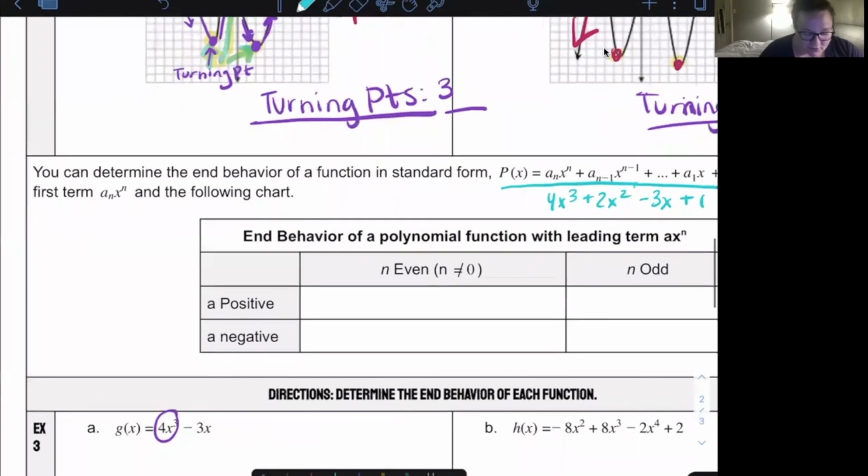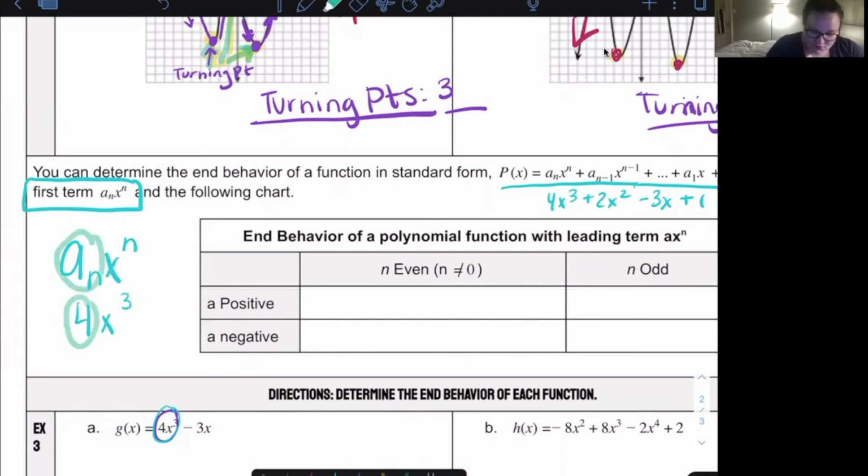All right, so these are just ways to represent each of those terms in descending order by degree. So the thing you want to look at is you always want to look at the first term, a sub n x to the n. And that, again, is just a fancy way of writing, for example, 4x cubed. So a sub n just represents your coefficient, and then x to the n is your variable and its degree. So n is just the degree.